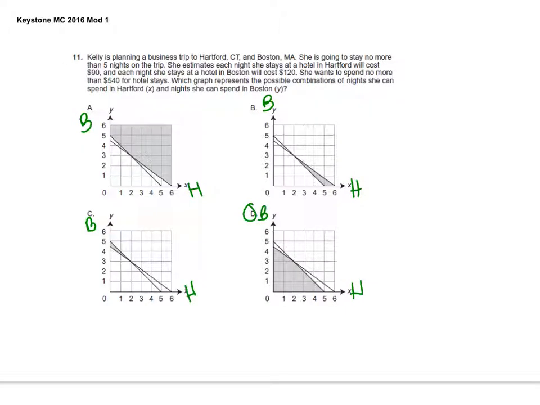Okay, in question 11, and this type of question comes up in every type of sampler packet, you're going to see something like this. They give you a lot of information about Kelly and her business trip. They tell you she's going to spend no more than 5 nights on the trip. So you really have to go through and figure out what is the important information here. So no more than 5 nights on the trip.